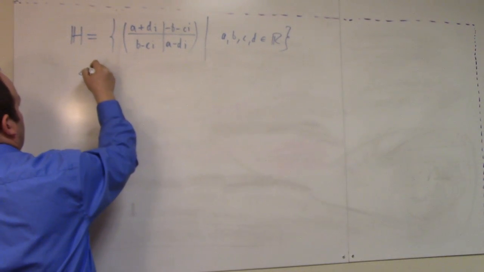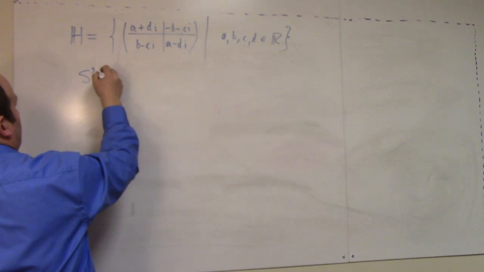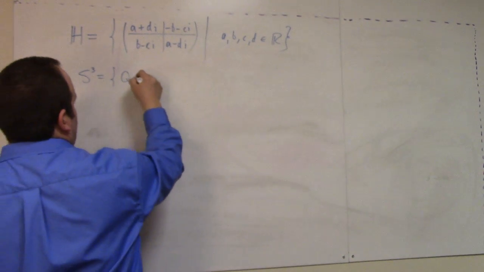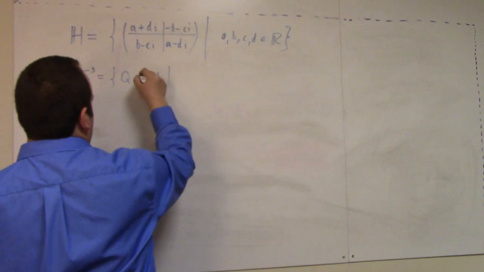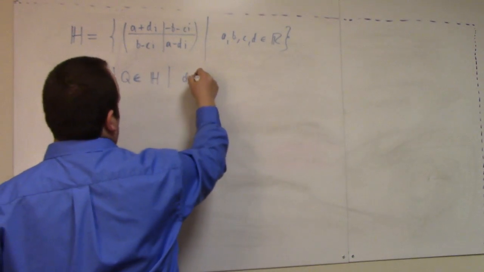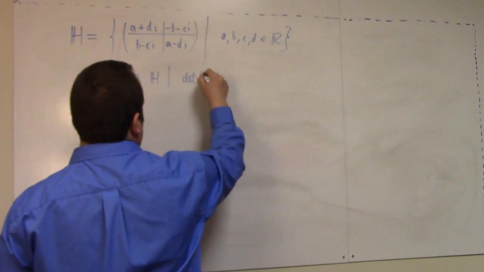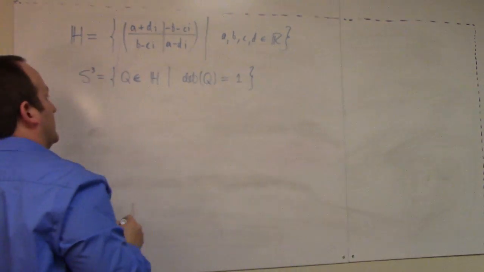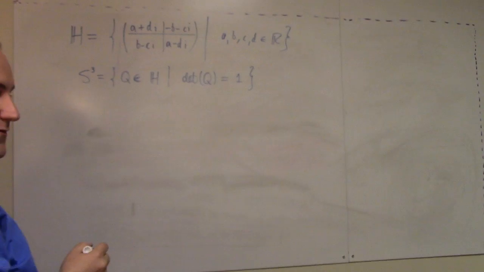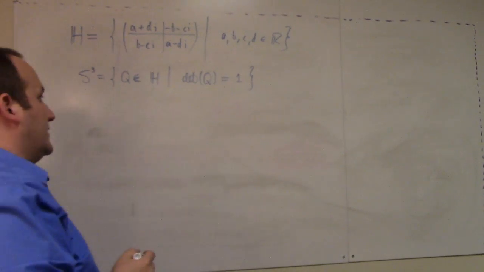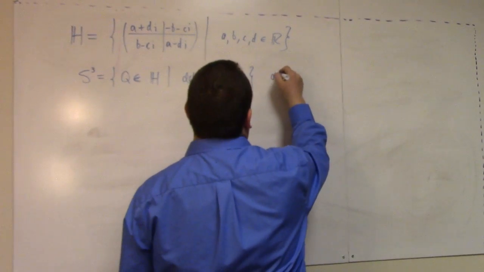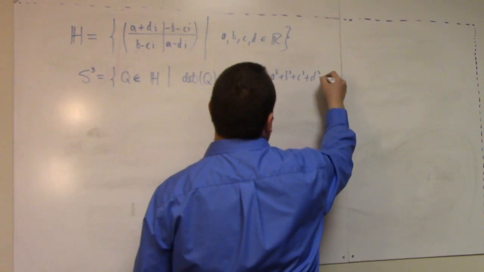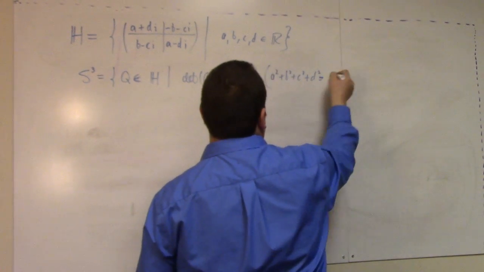So S3 we could write this way: Q, an element of H, such that the determinant of Q is equal to 1. These are the so-called unit 3-sphere in R4. I mean, these have a squared plus b squared plus c squared plus d squared equals 1, in terms of the notation above.